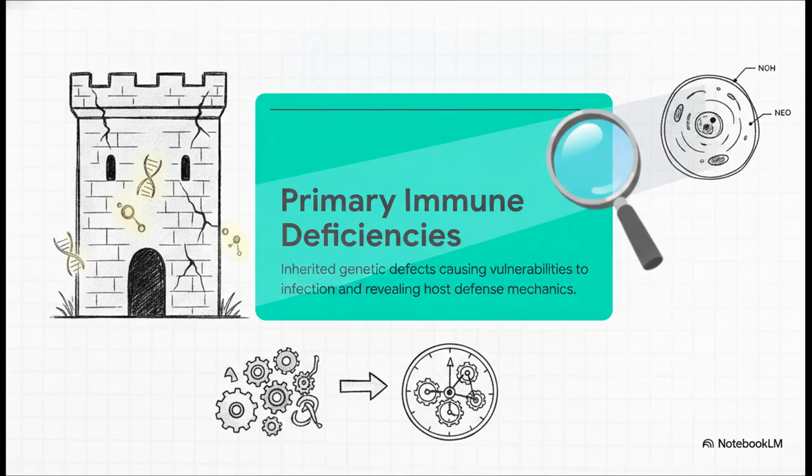Now, you might be wondering, what exactly are primary immune deficiency diseases, or PIDs? Well, they aren't just devastating illnesses. They're actually incredibly precise molecular clues. Because these are inherited genetic defects, they act almost like a magnifying glass. They show us exactly what happens when specific, single components of our fortress defenses break down. By studying where the defense fails, we literally learn how the normal host defense mechanisms are built in the first place. It's like reverse engineering our own immunity.